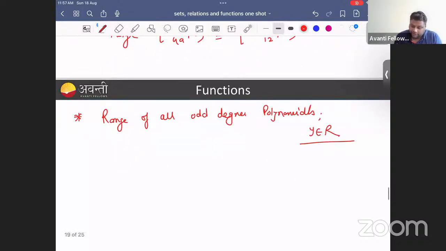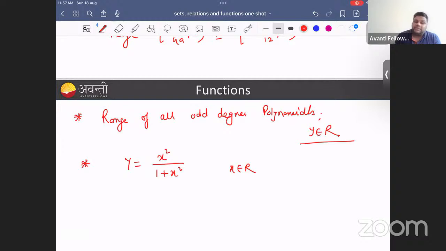Got it? Okay. If you have a question like y equals x square upon 1 plus x square, and they are asking you to find the domain and range. See, the domain is simple, x belongs to R. There is no under root. The denominator is never 0. So the domain came x belongs to R.